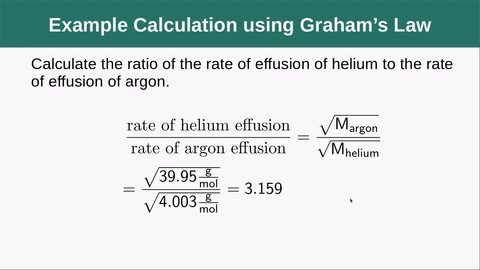We can do some calculations with Graham's law. We can calculate the ratio of the rate of effusion of helium to the rate of effusion of argon, so one compound to another. If we divide those two rates and do a little math, we'll see that that's going to be equal to the square root of the atomic mass of argon divided by the square root of the atomic mass of helium. Note that here helium is in the numerator and it appears in the denominator on the right hand side. If we plug in those values that we already know, we get that the ratio of those two rates is 3.159.